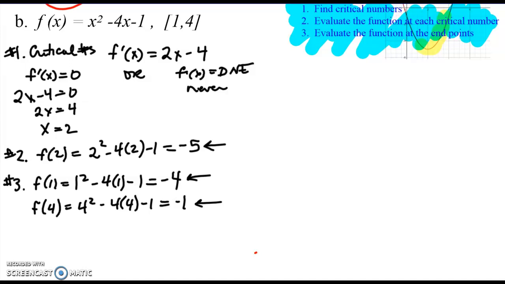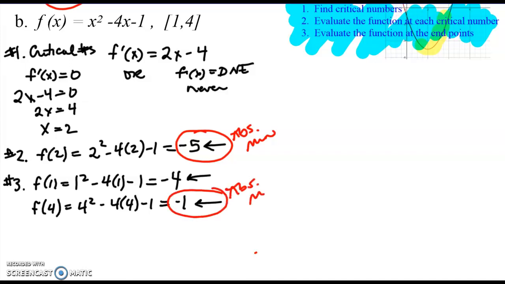It appears like minus 5 is the lowest. This is the absolute minimum. And minus 1 is the highest. This would be the absolute maximum.